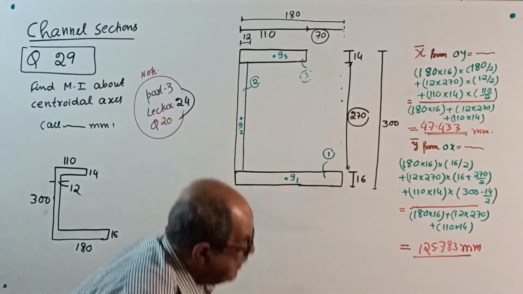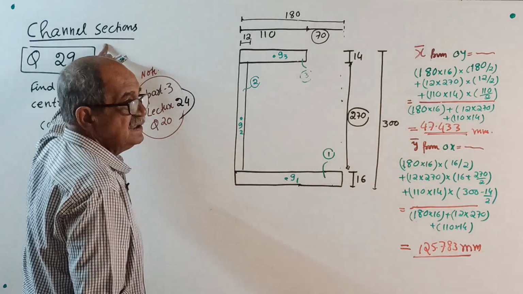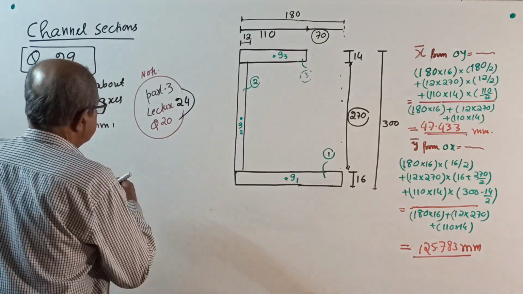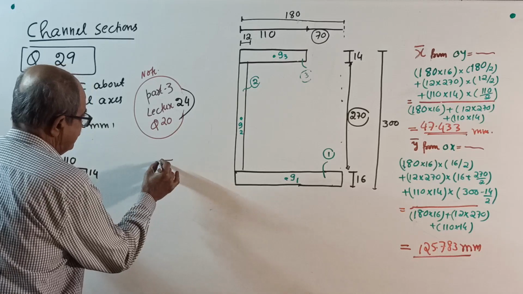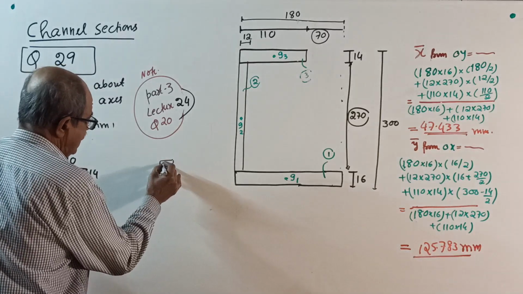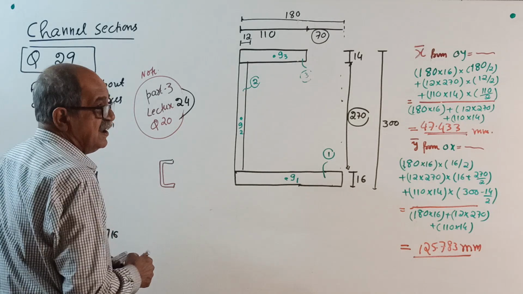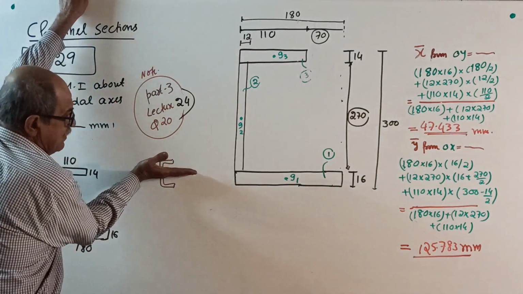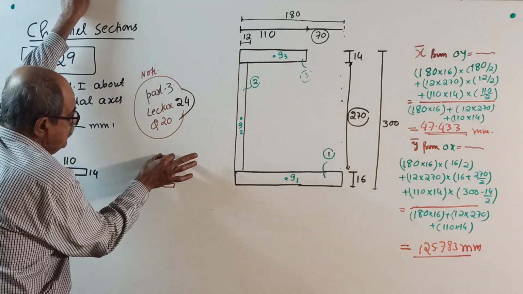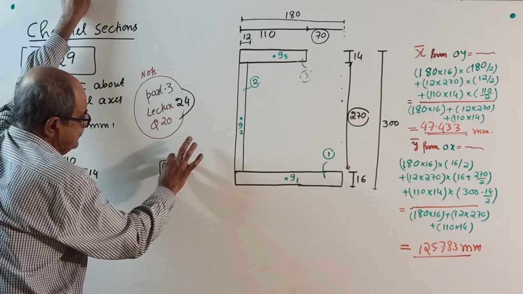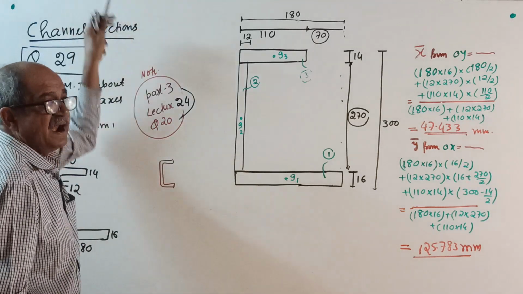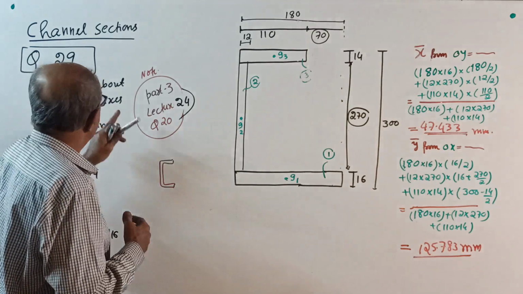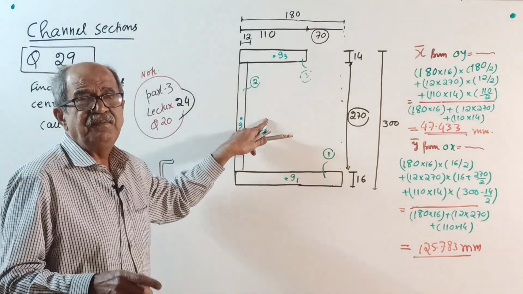Today I am starting channel sections. See, channel section is most popularly like this. Usually all the standard channel manufactured is not symmetrical. See, it is symmetrical about the x-axis. This width will be equal to this width, this thickness will be equal to this thickness. That is standard. But to understand, as usual, first time take a random one.